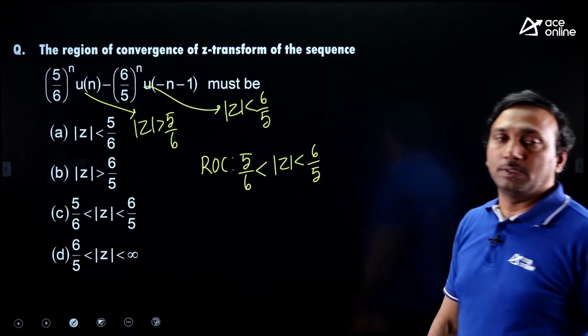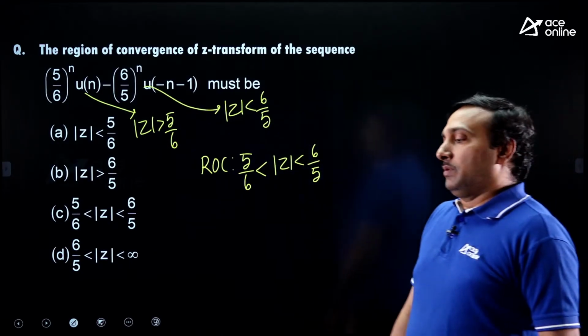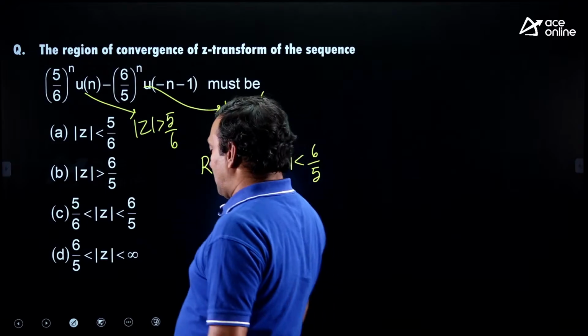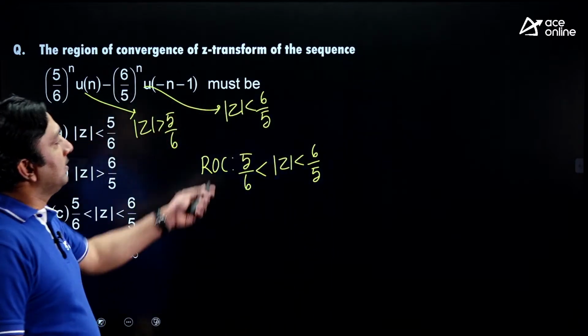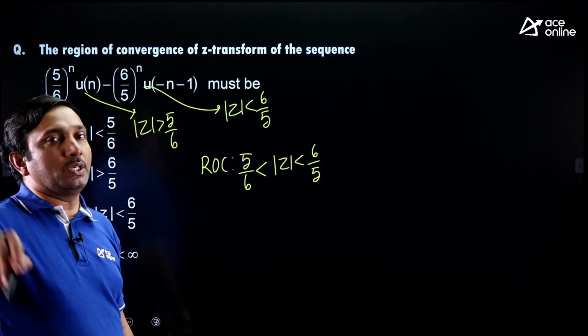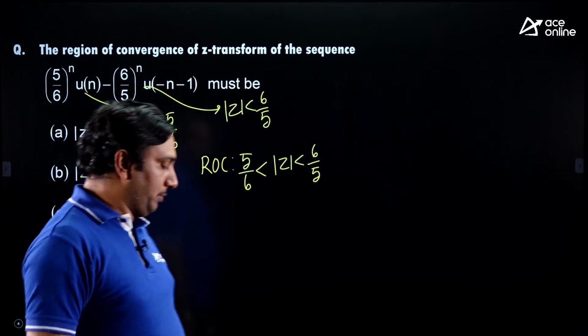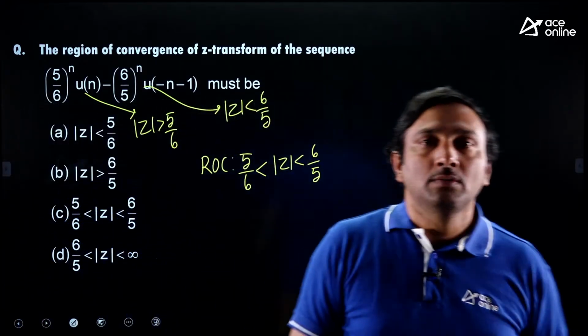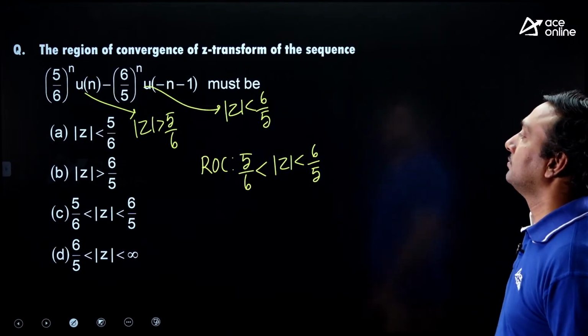5 by 6 is approximately 0.8. That is 1.2. It lies between two circles, 0.8 and 1.2.